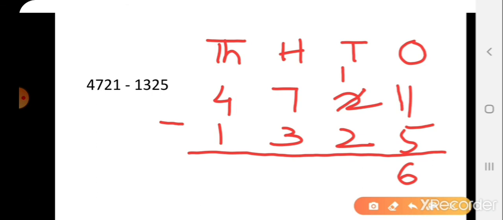Now can you minus 2 from 1? No, because 2 is bigger number and 1 is smaller number. So again borrow from the neighboring digit, that is 7. If we borrow 1 from 7, 6 will remain and the number will become 11. Now, can you subtract 2 from 11? Yes, it can be easily subtracted. So the answer will be 9.